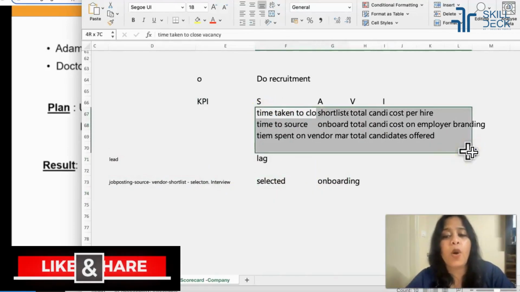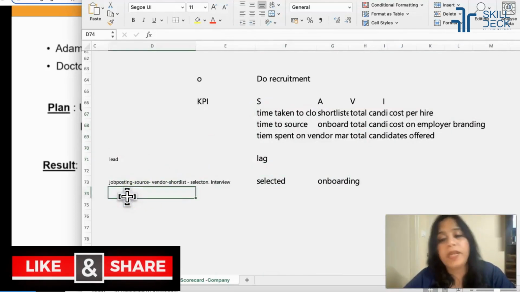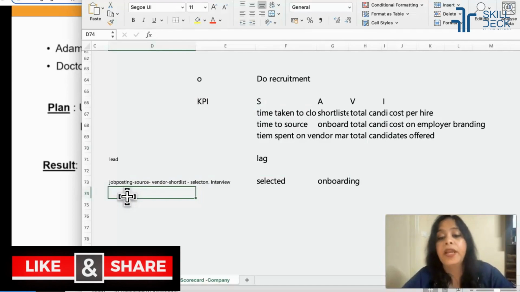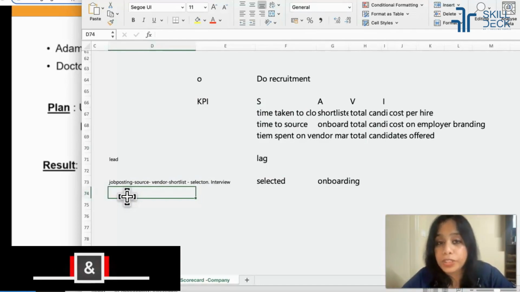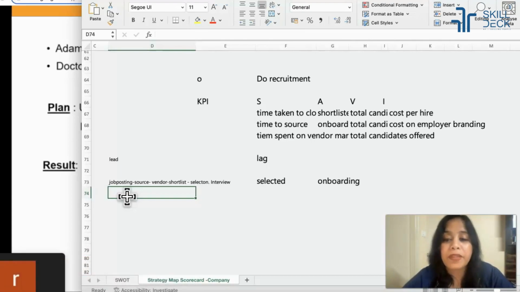Here I made it all consolidated. So rather than that, I have to make a CV for my lead KPI. So time spent on sourcing, time spent on vendor, that's lead KPI. Time spent on closures, that's my lag KPI. Same way, time spent on vendor sourcing is my lead KPI.